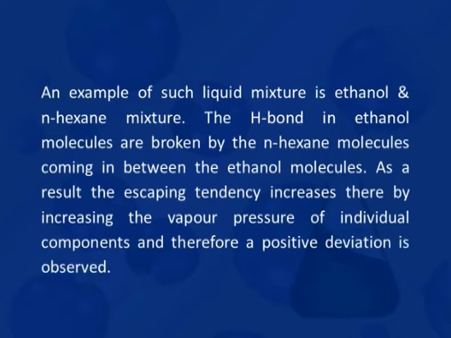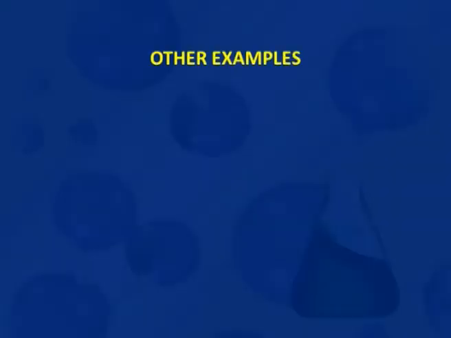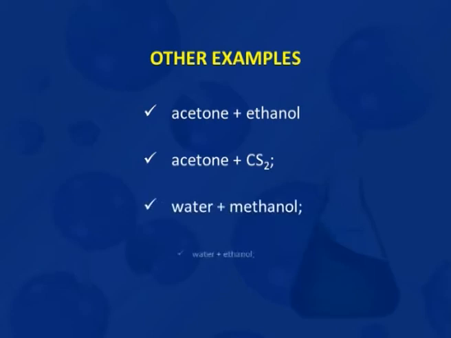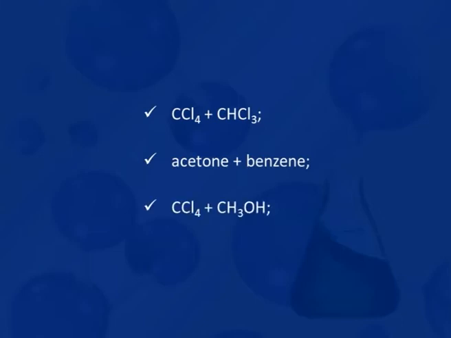is observed. Some examples of the solutions which show positive deviations are acetone and ethanol, acetone and carbon disulfide, water and methanol, water and ethanol, carbon tetrachloride and toluene, carbon tetrachloride and chloroform, acetone and benzene, carbon tetrachloride and methanol, cyclohexane and ethanol. Next, we are going to discuss the solutions which show negative deviations.